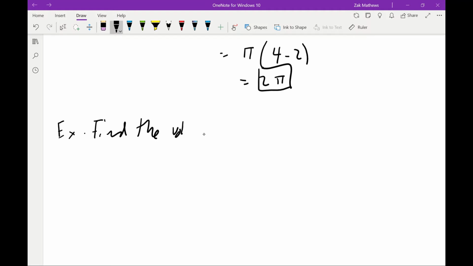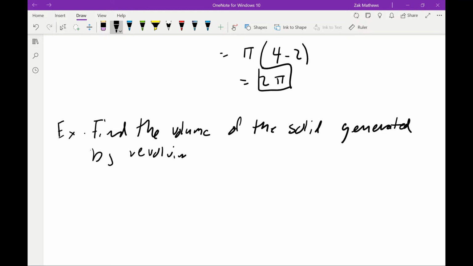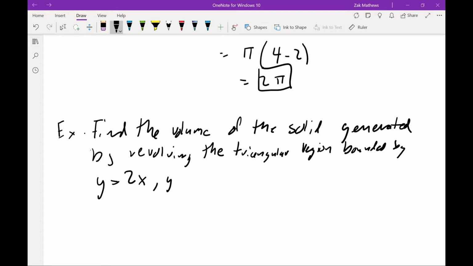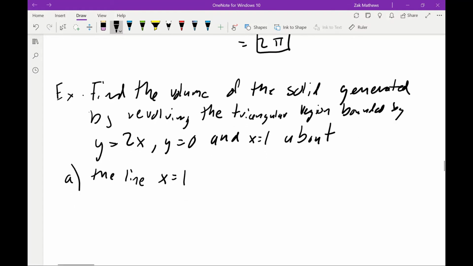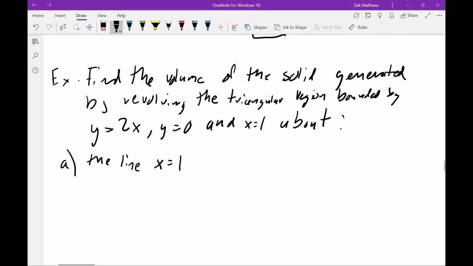Find the volume of the solid generated by revolving the triangular region bounded by y is equal to 2x, y is equal to 0, and x is equal to 1 about, and we're going to do two different examples, the line x is equal to 1. So we're going to do two different cases just to see how we can shift away from the x-axis.